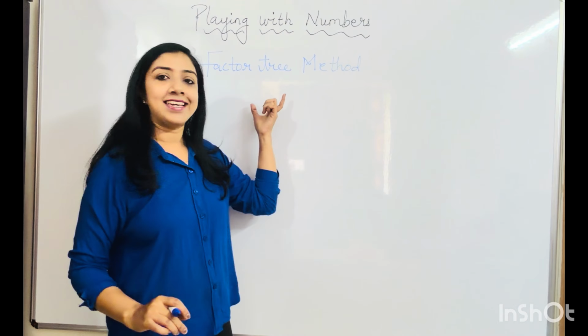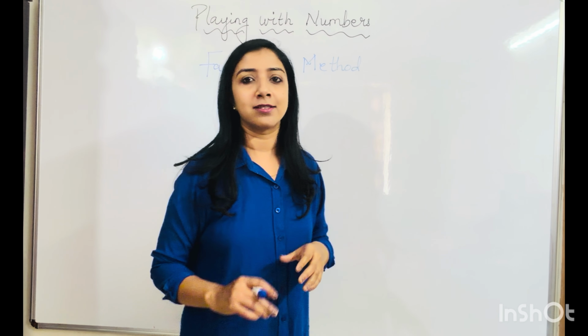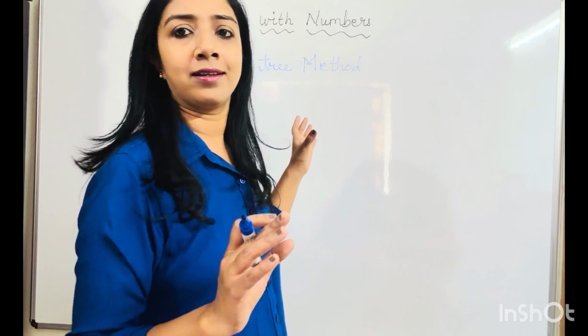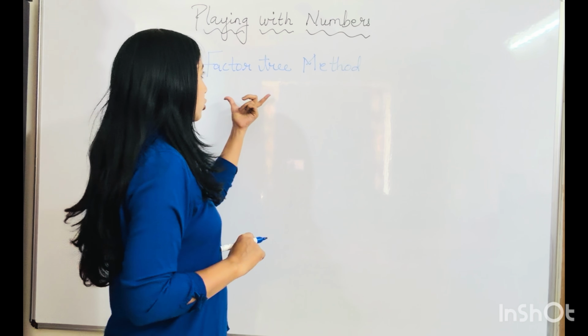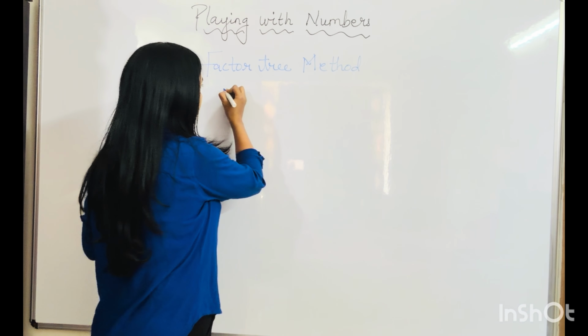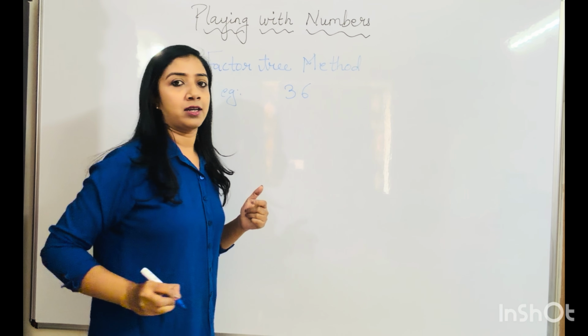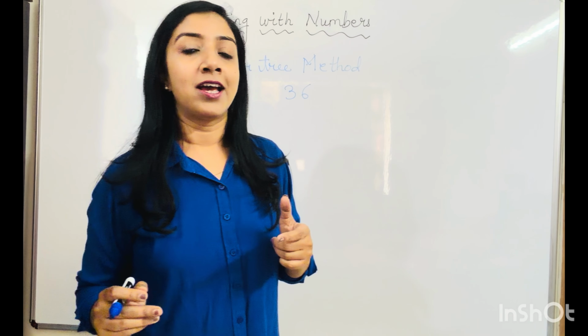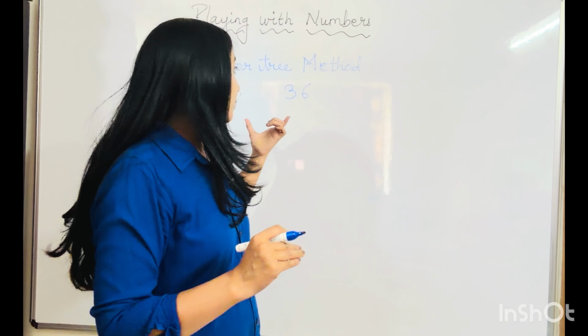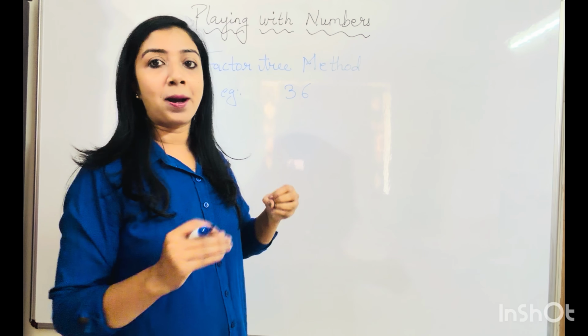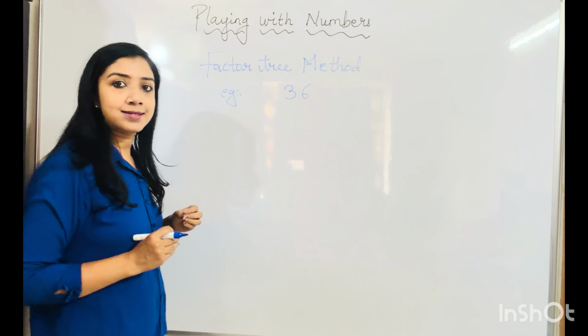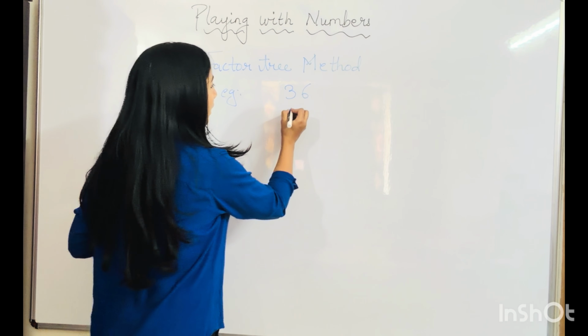Now children, we'll start with the factor tree method. This is a very, very easy method, and very interesting. We'll start with any number, let's say 36. Now, factor tree means what, children? We are going to make a tree. We are going to divide this 36 into parts where we get each number as a prime number.